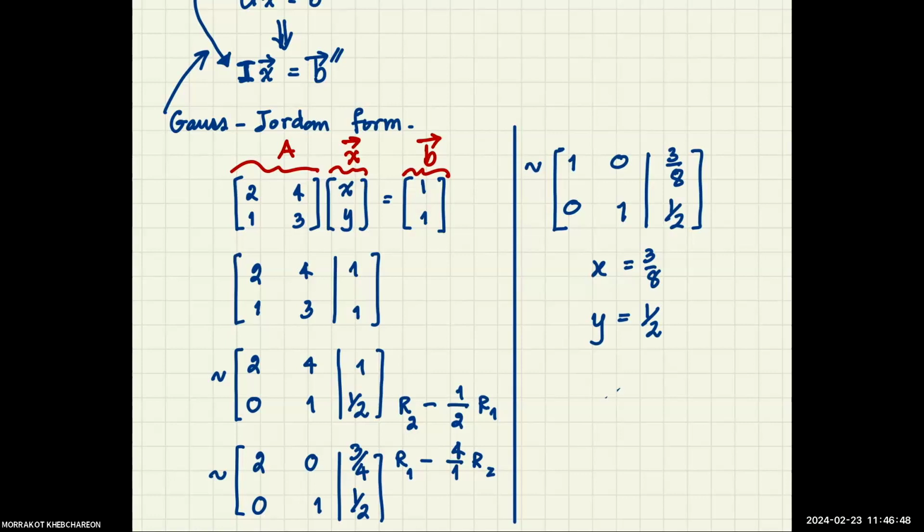Right? Because this is going to be 1x plus 0y equal to 3 over 8. So the right-hand side here is just the solution. The right-hand side is just the solution.